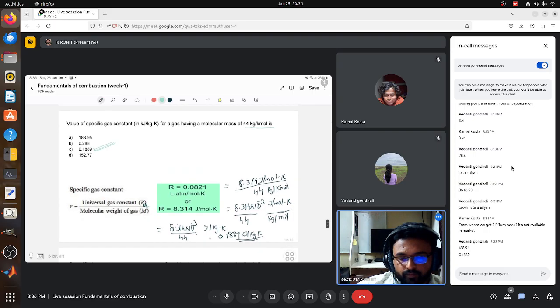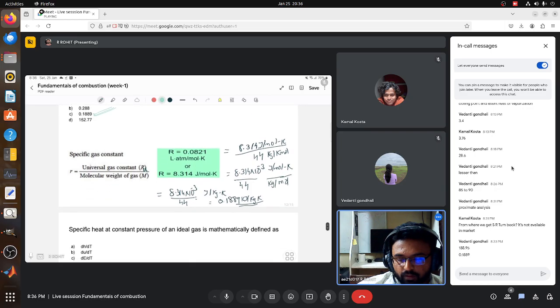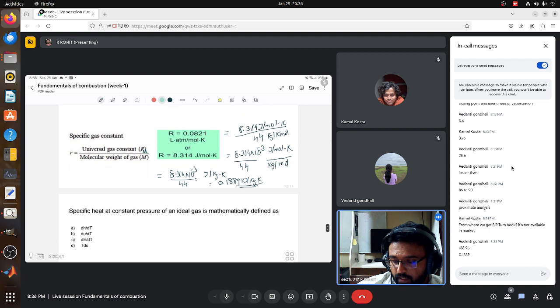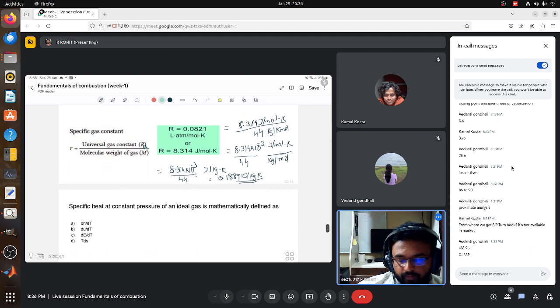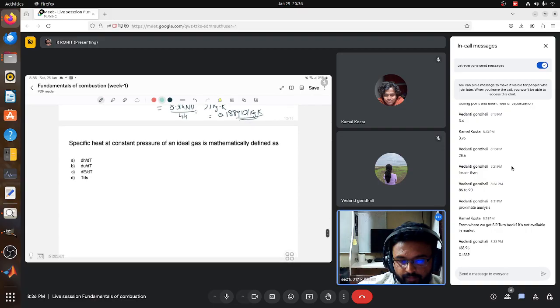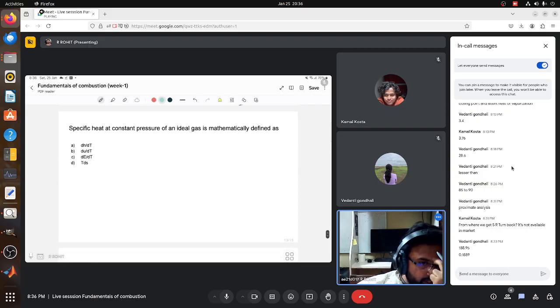So I hope you understood the concept well. Now, the next question I have is: specific heat at constant pressure of an ideal gas is mathematically defined as. This we just discussed. So the specific heat at constant pressure is what they are asking. This is the key thing. At constant pressure of an ideal gas, it is mathematically defined as dH by dT, or dU by dT, dE by dT, or TdS.